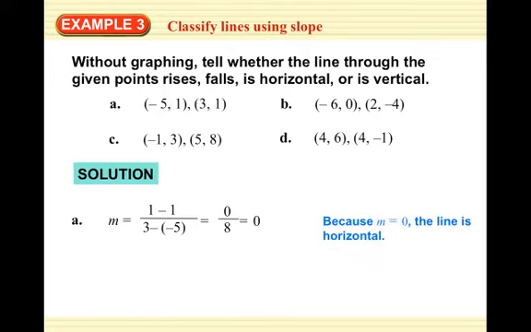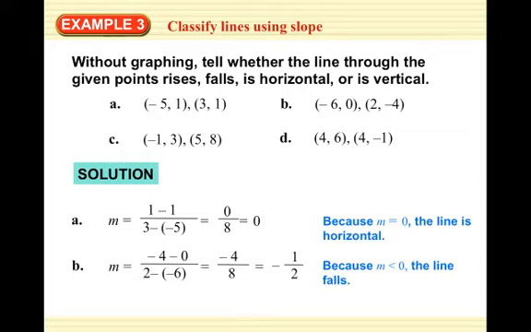Because m is 0, the line is horizontal. Let's look at B. For B, you've got negative 4 minus 0 over 2 minus negative 6. So that gives you negative 4 over 8, which reduces to negative 1/2. This is a negative slope, so the line falls. Because m is less than 0, or because m is negative, the line falls.